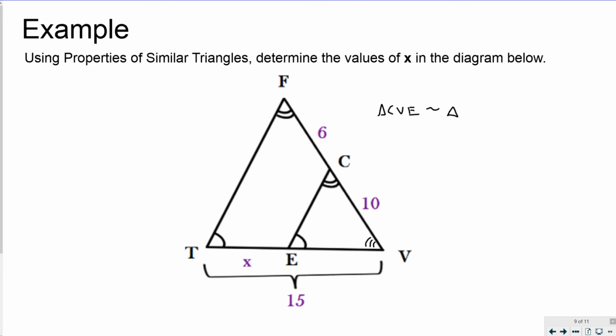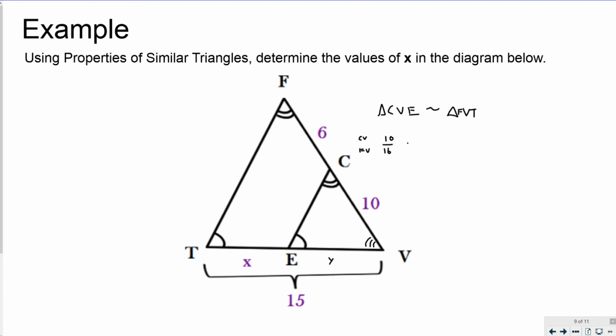So I have triangle CVE similar to triangle VTF. Technically, the F comes first. So side CV is actually 10 in the small triangle, but side FV is actually 16. So it's 10 over 16, because I am searching for this missing length here. In order to find this missing length here, I'm going to need this one in here. So 10 over 16, so the 10 is this side, CV. So I use side CV over FV.